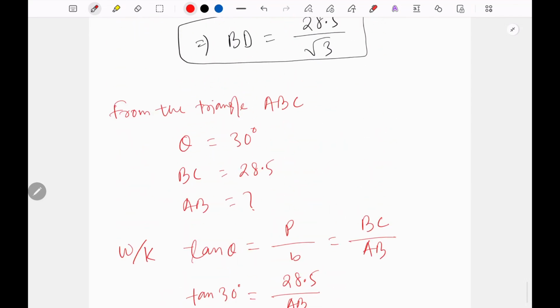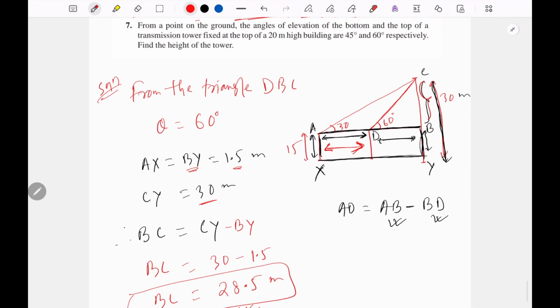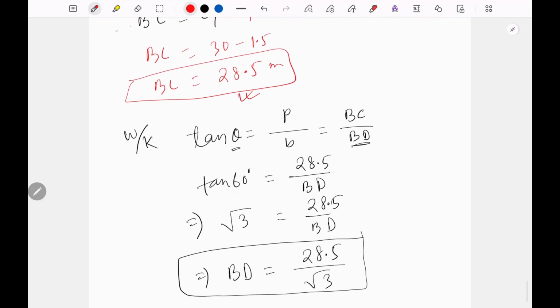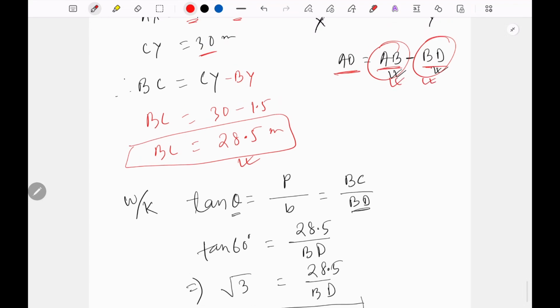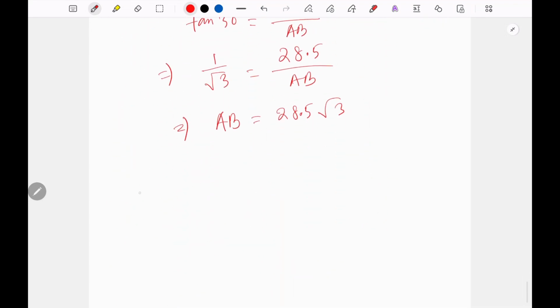So now we need to calculate this. We can calculate this AD. So AD equals to how much? AD equals to AB minus of BD. We know the value of AB. Also we know the value of BD. We calculated both these values. So we can find AD. Therefore AD equals to AB minus of BD.